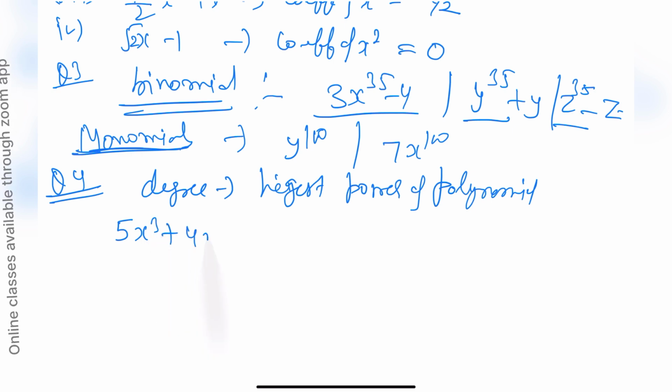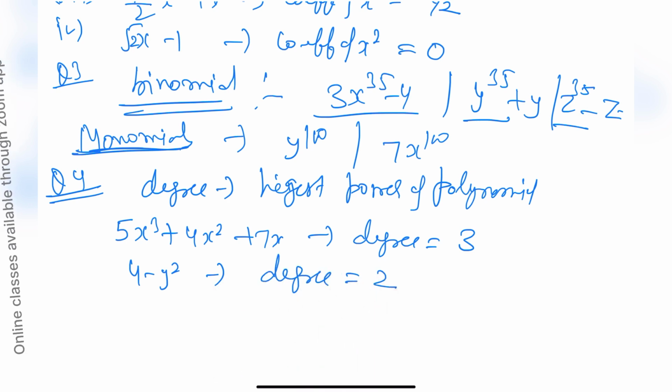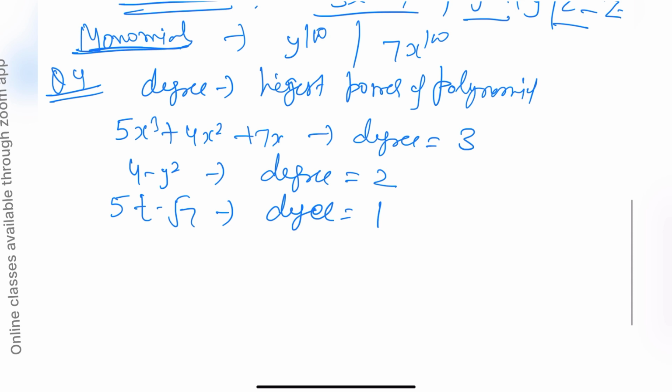So here we have given 5x cube plus 4x square plus 7x. So degree here is cube because this polynomial has x as the variable and the highest power of that is 3, so degree becomes 3. Now the second is 4 minus y square. So degree here is 2. Next is 5 root t minus root 7. So degree is equal to 1 because t has power 1.